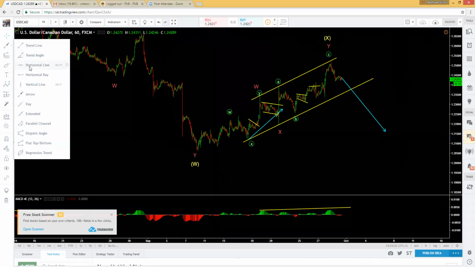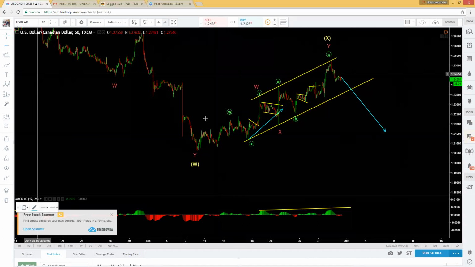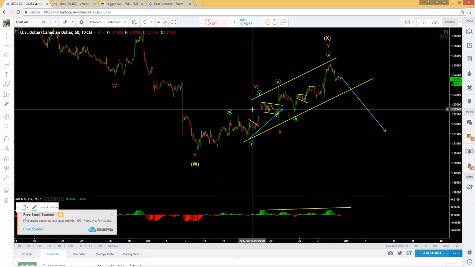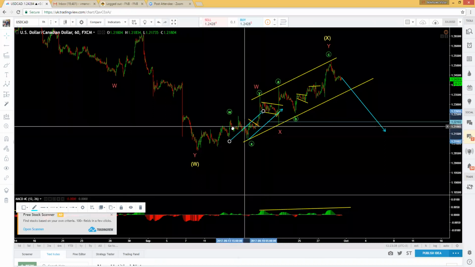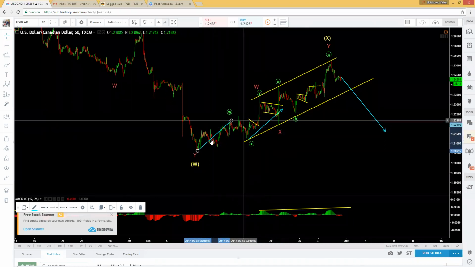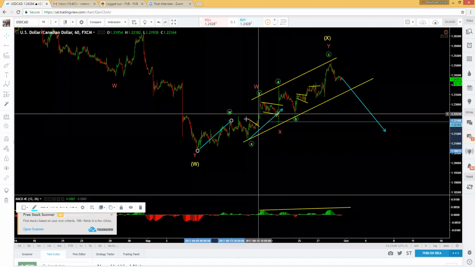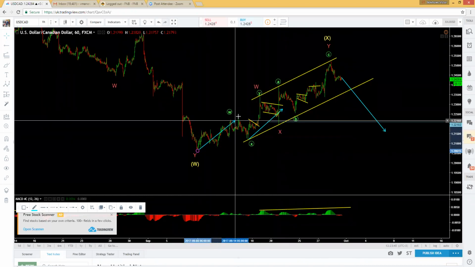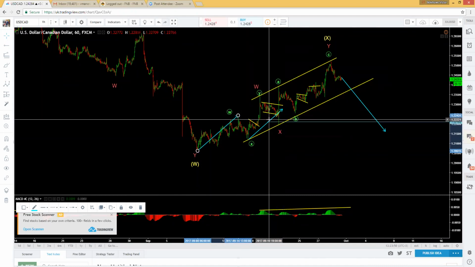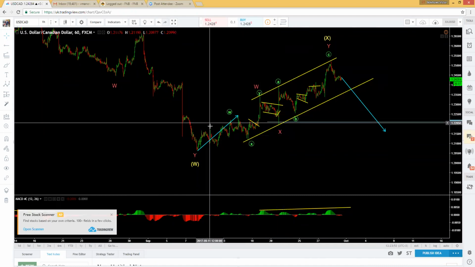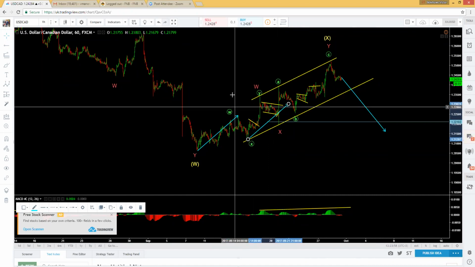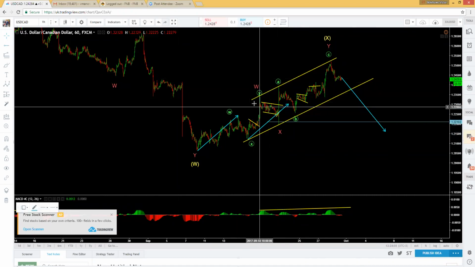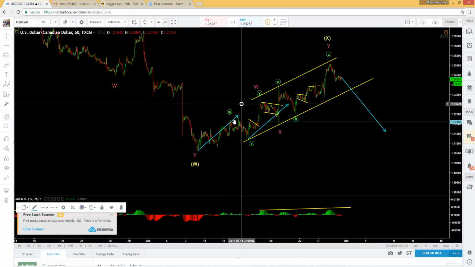Just get a blue line to show where we were planning to sell this thing. So W, X, Y. Actually, it should be a bit longer. Get this line on here. So I was planning to sell it here at equal legs.